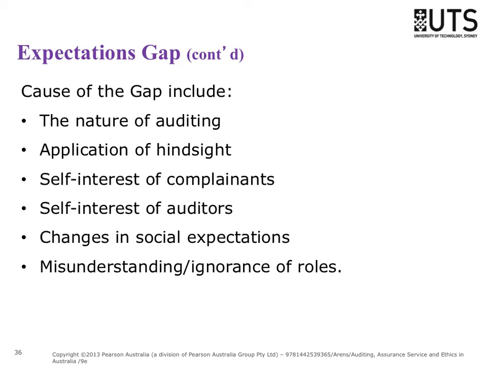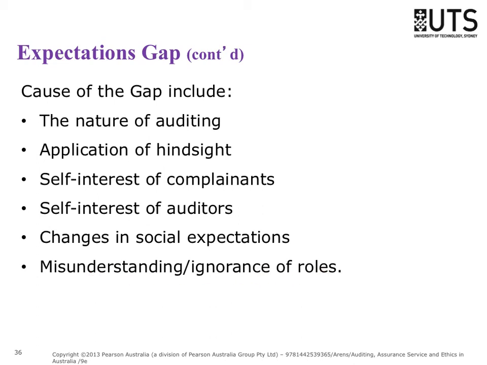What causes the gap? People don't understand what an audit is about. It's always easy to find out the answer in hindsight. Oh, of course, I should have noticed that so-and-so was doing X from these particular things. Often people who complain have self-interest. So, newspapers want to sell the number of papers or increase their subscription. So certainly they're going to write headlines that might be a bit more inflammatory. Auditors might not want to tell people what they do, that expectations of society has changed, and that there's a misunderstanding or ignorance of roles.